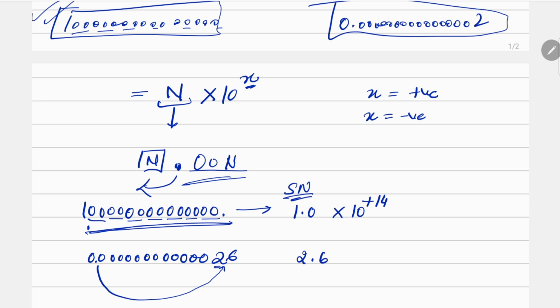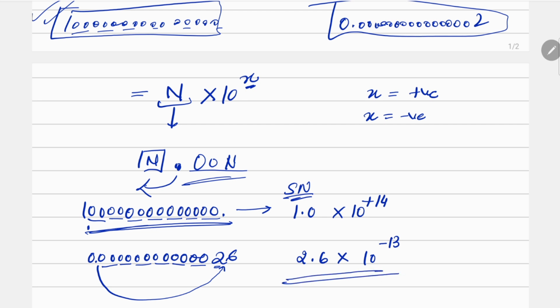And how many numbers have we shifted? 2, 4, 6, 8, 10, 12, and 13. So 10 raised to power 13, and since we have shifted it to the right hand side, it is going to be negative. Why? Because this particular thing means 2.6 divided by 1 followed by 13 zeros. Okay, so this is how scientific notations are written.